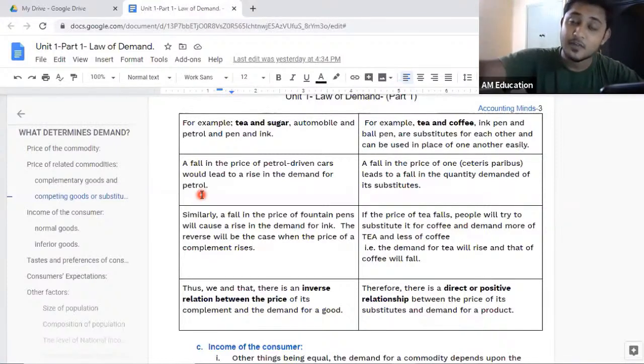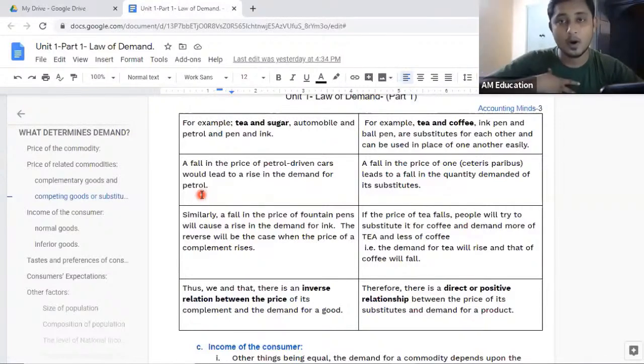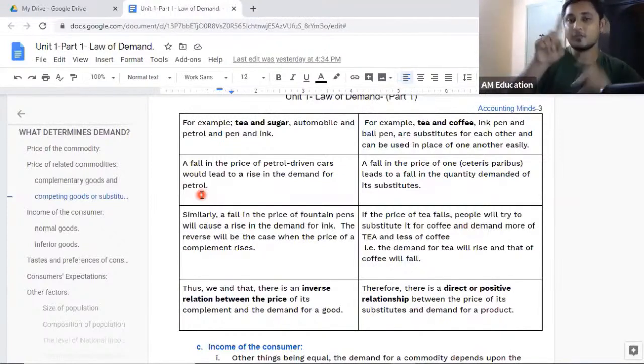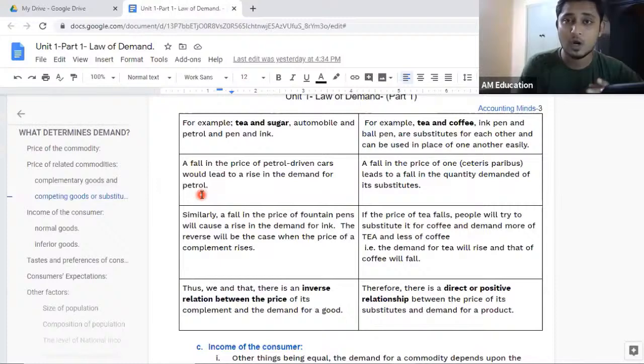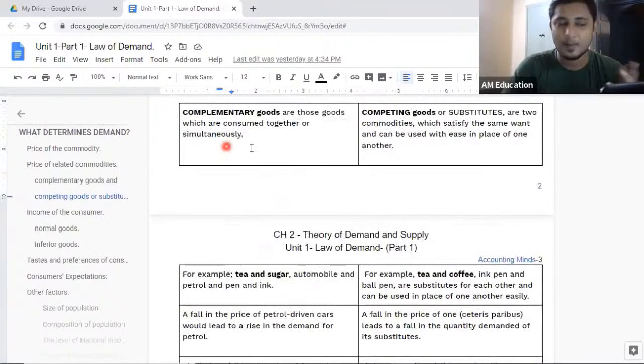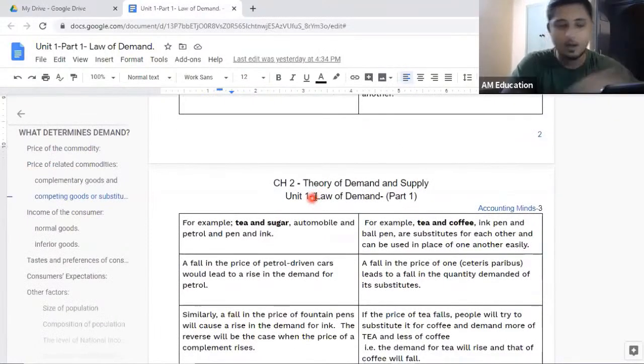The price of a car is affecting the demand for petrol. The price of the pen is affecting the demand for the ink, right? Or the price of tea is affecting the demand for sugar. Cool. In the previous case, the price of the product was determining the demand for its own product. But here, the price of one product is determining the demand for some other product. And what are these goods called? Related commodities. And if they're consumed simultaneously, they're called complementary goods.